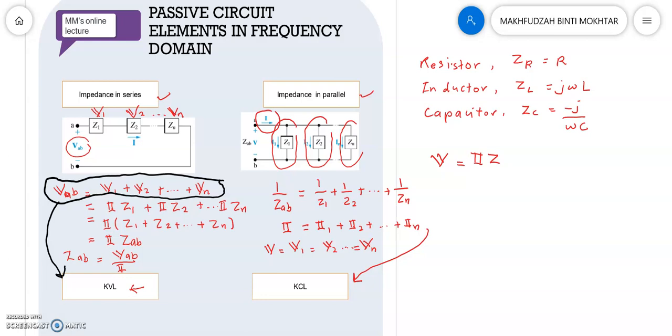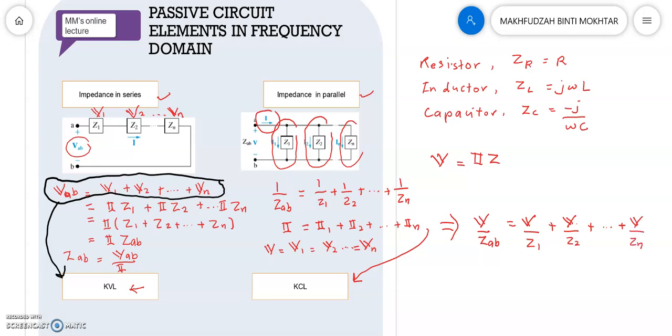And based on this definition of Kirchhoff current law, that the summation of all currents here is the same as the current source, we can also write it as V divided by ZAB. Since each voltage is the same for each impedance, we can write for current 1 as V divided by Z1, and for current 2, I2, we have V divided by Z2, plus until we have current n, which is V divided by Zn.